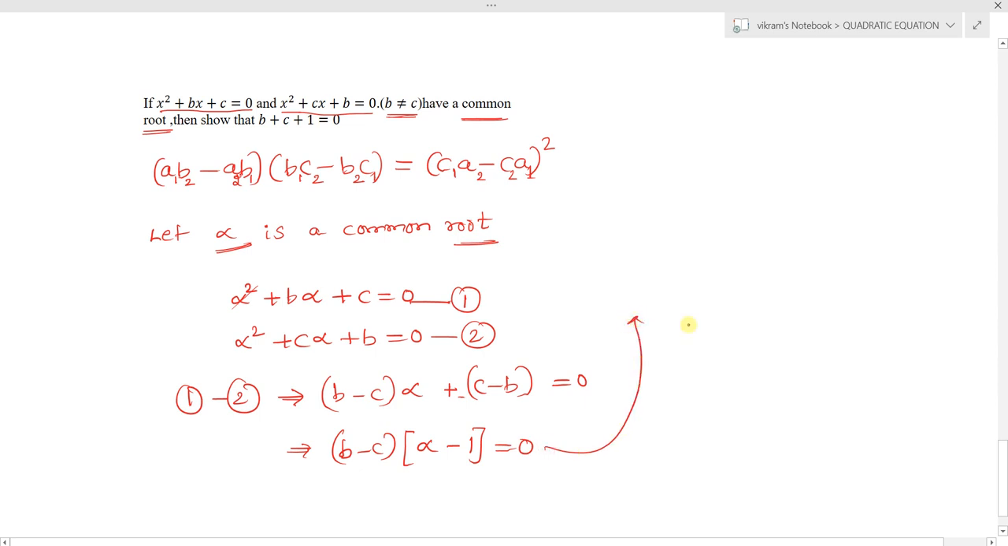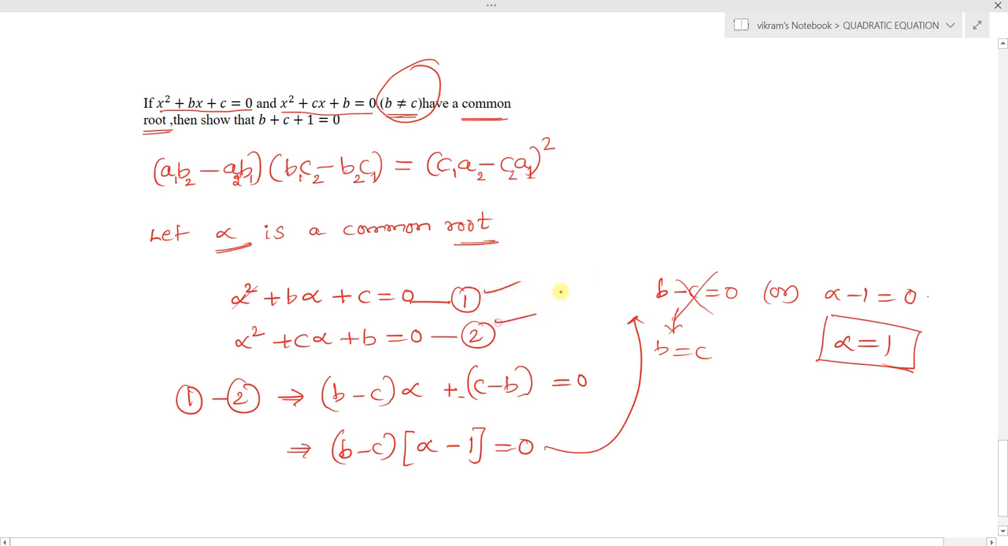So from this we can write b minus c equals 0 or alpha minus 1 equals 0. But given that b is not equal to c, b equals c is not considered, so obviously alpha minus 1 equals 0, that means alpha equals 1. Now substitute alpha equals 1 in either equation 1 or equation 2. Alpha equals 1 means 1 is a common root for the given equations.